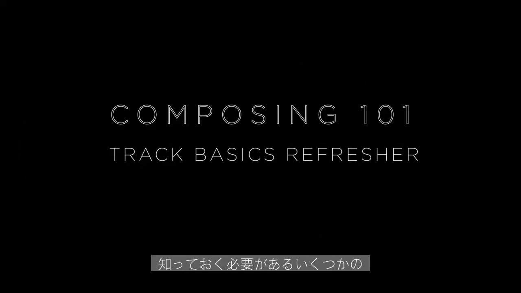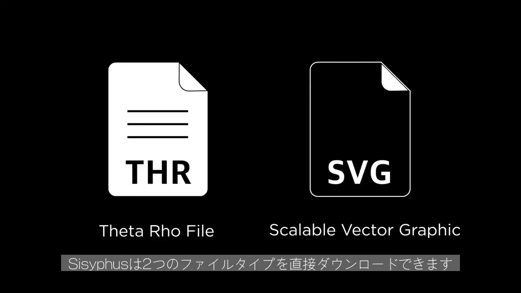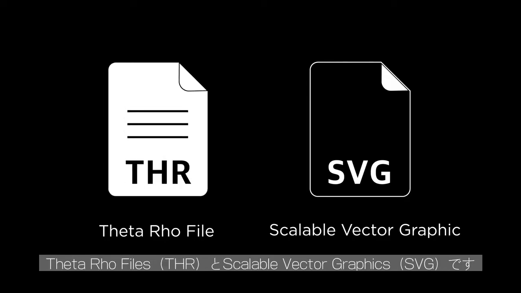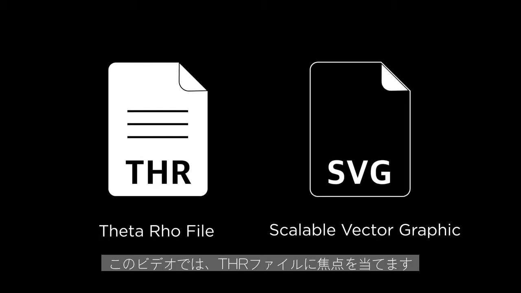Let's do a quick refresher on some track basics you'll need to know to use Sisyphus for the Rest of Us. If you'd like to skip the refresher, skip to this part of the video. A track is a single, continuous path. This is important to remember when setting up your file. Sisyphus can directly download two file types: theta rho files, also known as THR files, and scalable vector graphics. In this video, we'll be focusing on THR files.